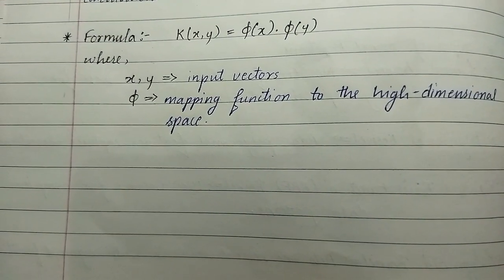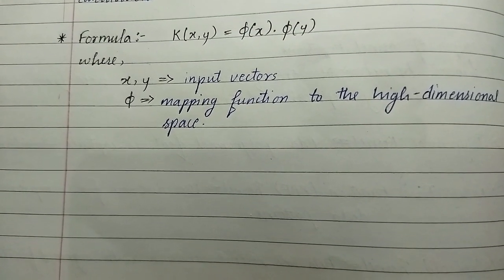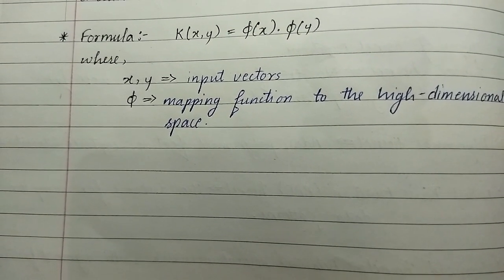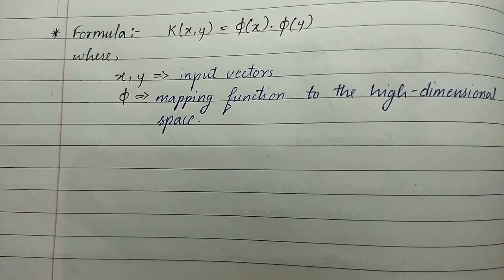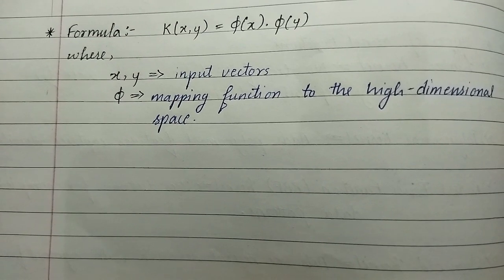The formula for kernel trick is k(x, y) = φ(x) · φ(y), where x and y represent input vectors and φ represents a mapping function to higher dimensional space.